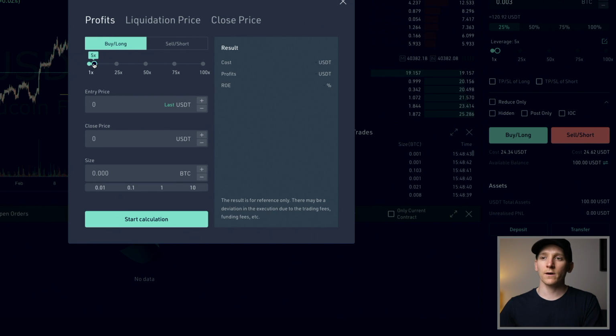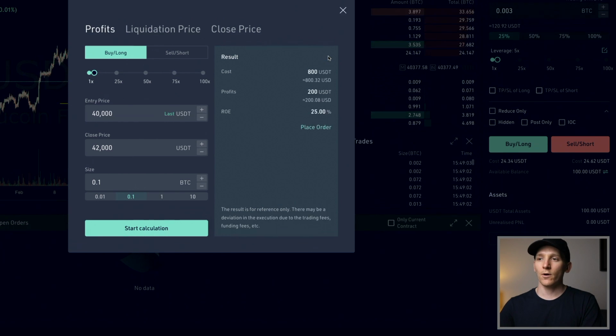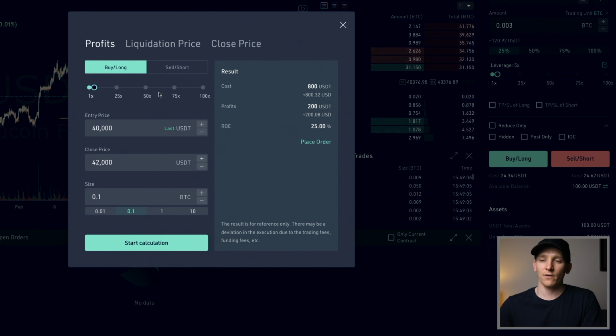So let's say I'm buying long and I'm using 5 times leverage. My entry price, let's call it 40,000. And the close price, let's say 42,000. And I want to trade 0.1 Bitcoin, start calculation. You can see my cost is $800. My profit's $200. My return is 25%. So that would be a decent ratio for me, I would say, for 5x leverage.